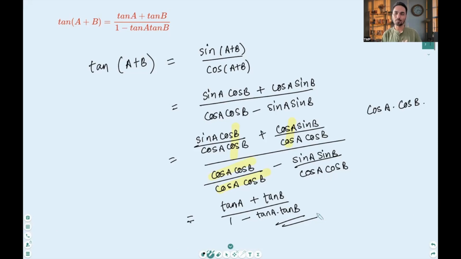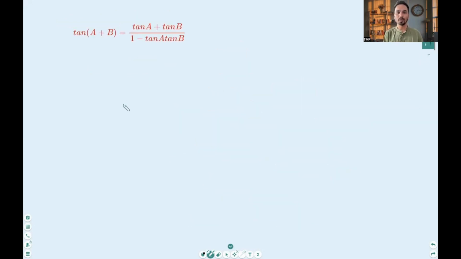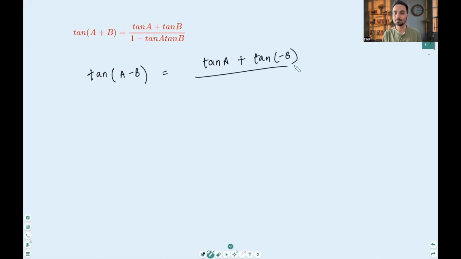And in a similar way, we can prove tan A minus B. So to get tan A minus B, simply replace B with minus B in this formula. So let's do that. So now we know that tan A plus B is equal to tan A plus tan B over 1 minus tan A tan B. And if you replace B with minus B, the right hand side will change to tan A plus tan of minus B over 1 minus tan A times tan of minus B.